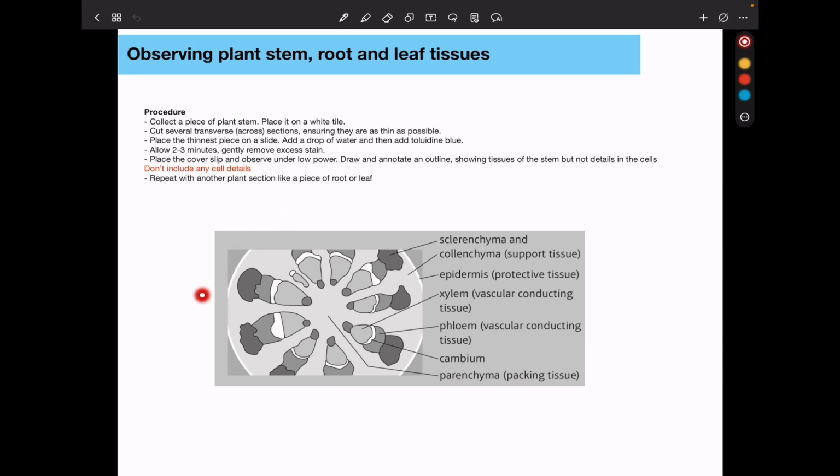So in the exam, they could bring something like this. We can see tissues that are going to be observed like sclerenchyma, collenchyma, epidermis, xylem, phloem, cambium, and so on. So this is very common. The key thing is you have to observe in a microscope, draw, and do not include internal structures of cells because we are observing tissues and not just a single cell.